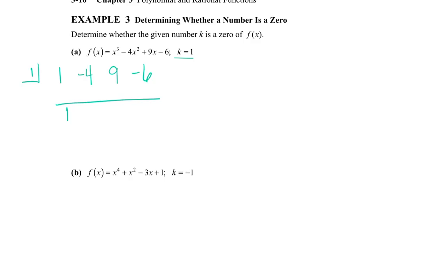1 times 1 is 1. Negative 4 plus 1 is negative 3. 1 times negative 3 is negative 3. 9 minus 3 is 6. 1 times 6 is 6, and negative 6 plus 6 is 0. So that means, yes, 1 is a solution.